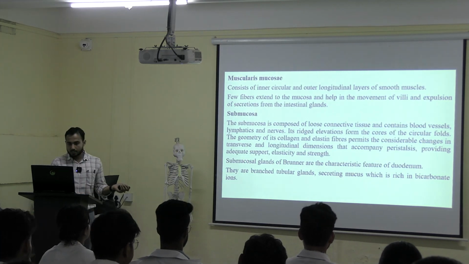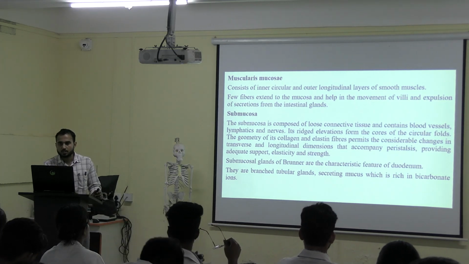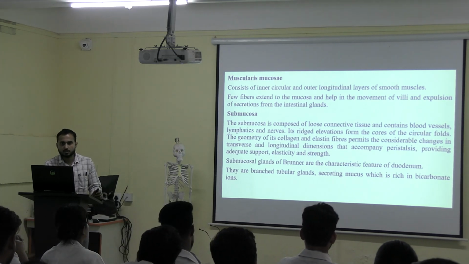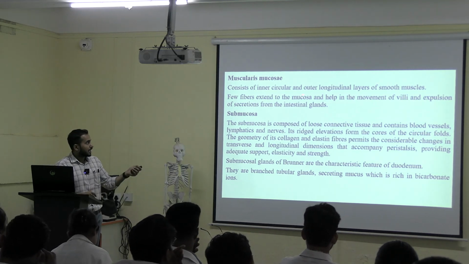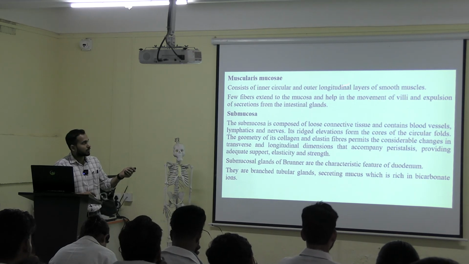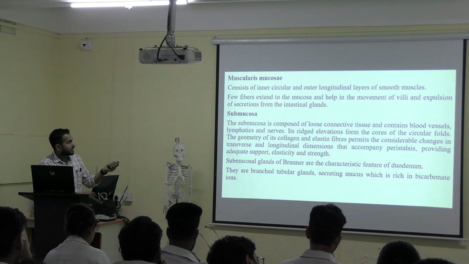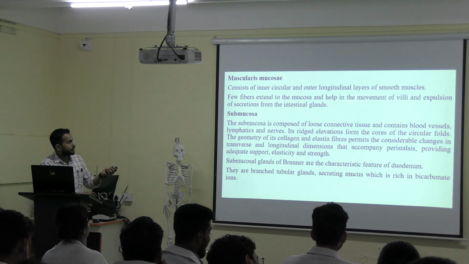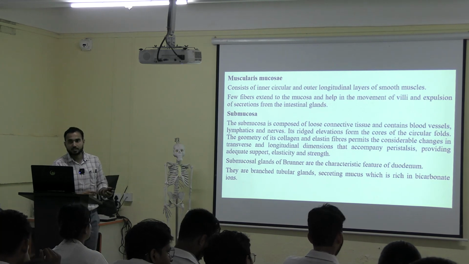Next is the muscularis mucosae. Now what is present in the muscularis mucosae? It is the same as in the stomach. No changes are there. That means an inner circular layer and an outer longitudinal layer of smooth muscle cells are present. A few fibers extend into the mucosa and help in the movement of the villi and the expulsion of the secretion from the intestinal glands.